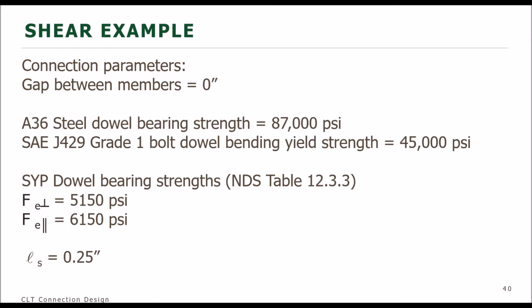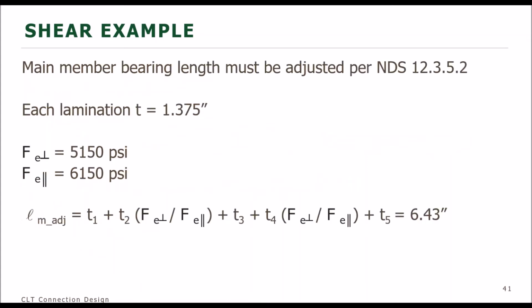So we have our dowel bearing strength perpendicular to grain, and both of these come out of the NDS in table 12.2.3. Our perpendicular to grain bearing strength is 5150 psi, and our parallel is 6150 psi. And we have our L sub S, that is our side member bearing length. It's just the thickness of the steel plate, so it's 1/4 inch.